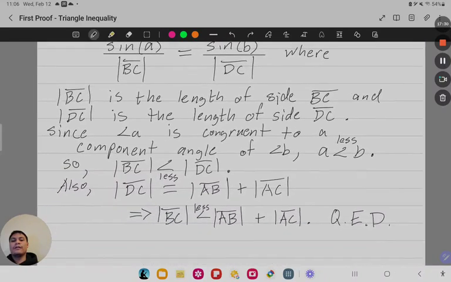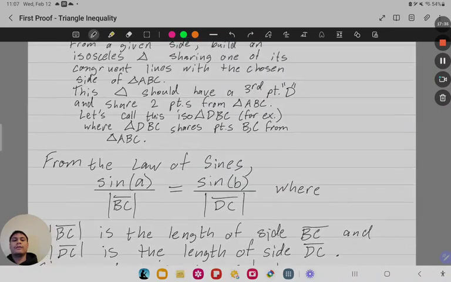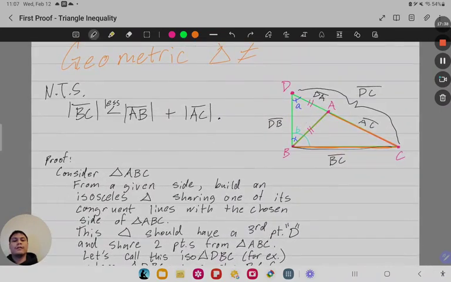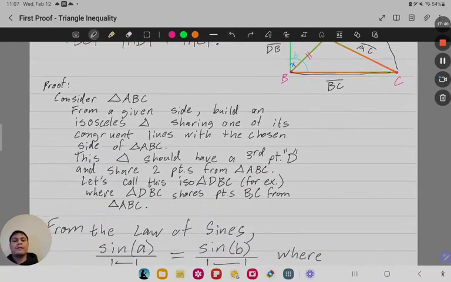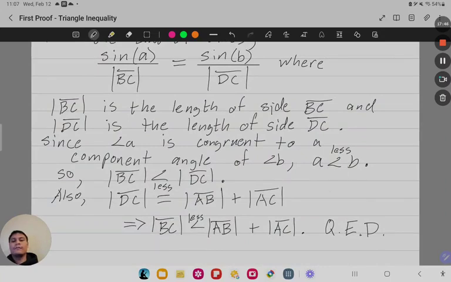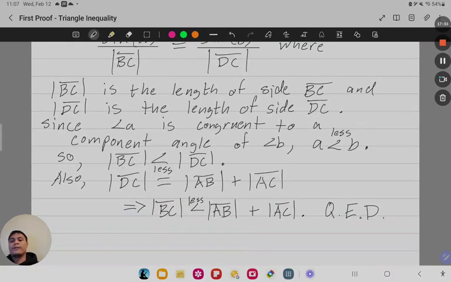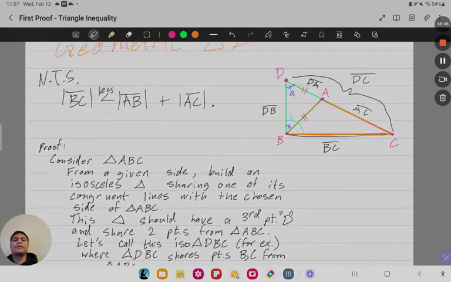Since angle A is congruent to a component angle of angle B, right here, A is going to be less than B. So the length of side BC is going to be less than the length of side DC. Also, the length of side DC is going to be equal to the length of side AB plus the length of side AC. And we can see that with the triangle here.